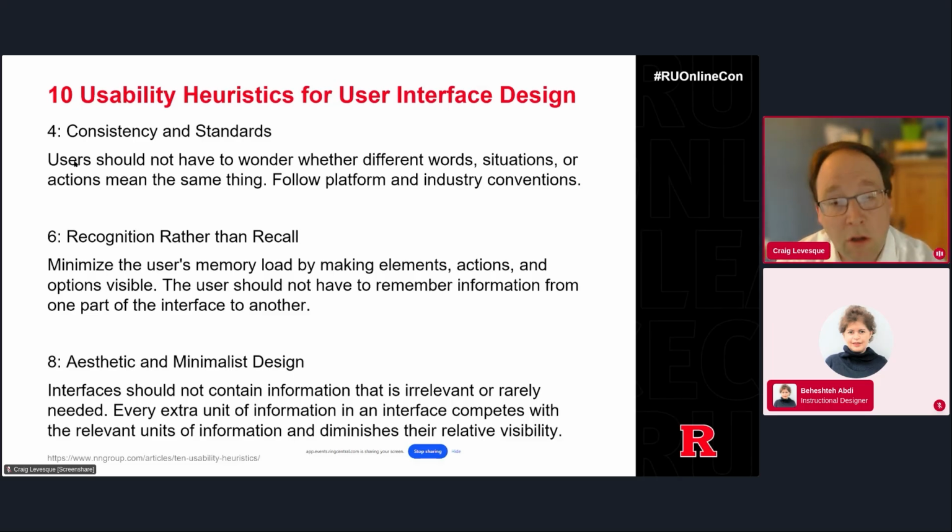Recognition rather than recall. We want to minimize the working load of the student by making sure that everything they need is easily obtainable. You don't have to remember something. We can show it to you again. This gets tricky because recognition rather than recall, heuristic 6, can sometimes lead to an increase in interaction costs. We'll see a little bit of that later in our examples.